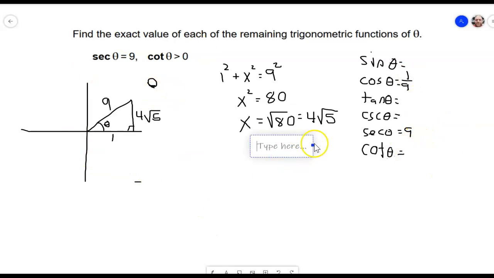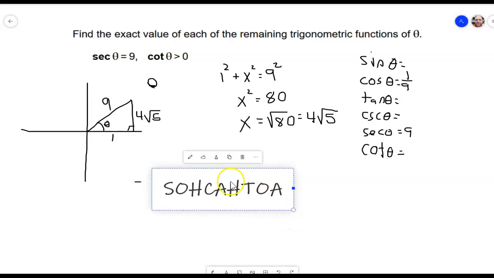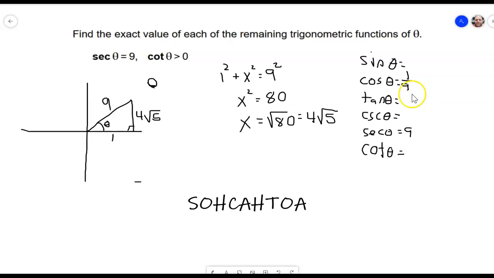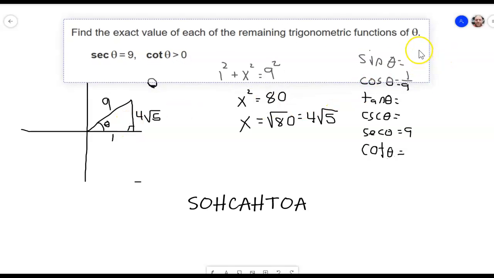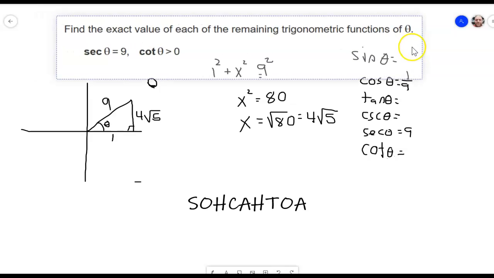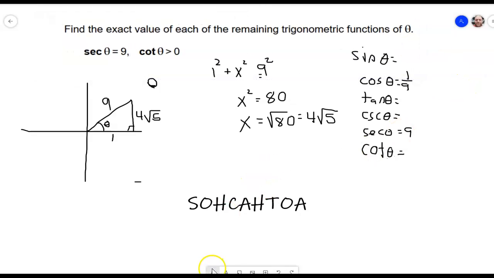Now we're in the first quadrant, so everything's going to be positive, so I don't have to worry about any negatives. I'm going to write out SOHCAHTOA. Let me make this a little bit bigger so I can see it. Okay, let's do the regular trig functions first. The sine is going to be opposite over hypotenuse. So the sine is going to be 4 root 5 over 9, 4 times the square root of 5 over 9.